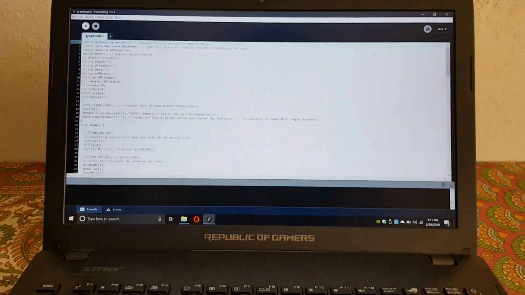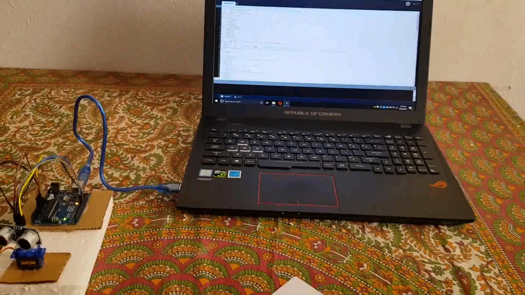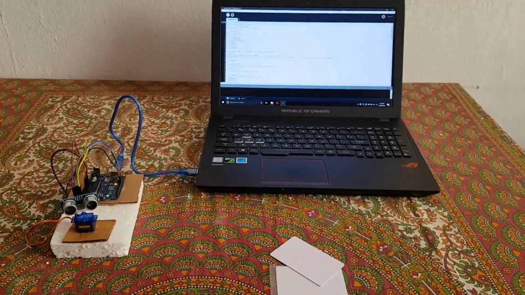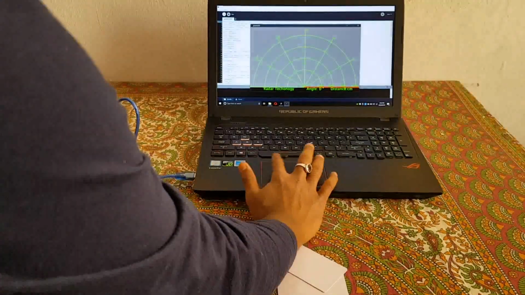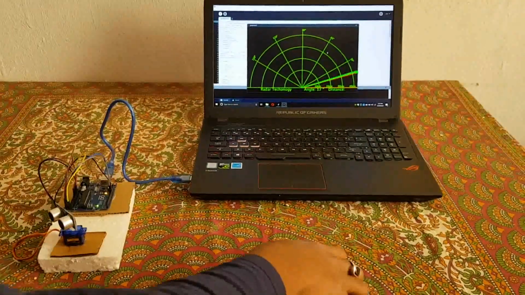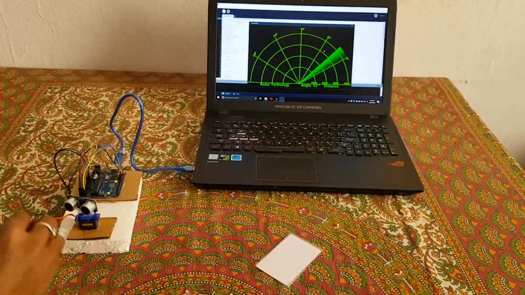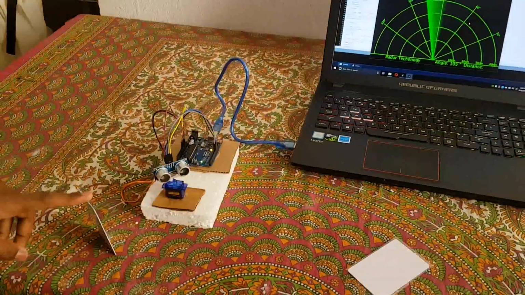So let us power the project on. First it will calibrate to the position. Now let us run the program. Okay, so we have two RFID cards which will act as an obstruction or obstacle. So let us see what it detects.